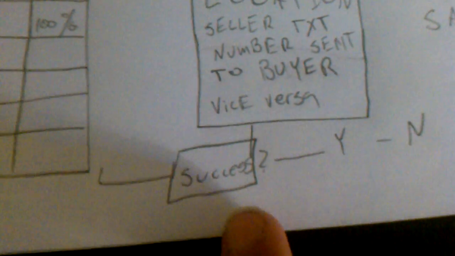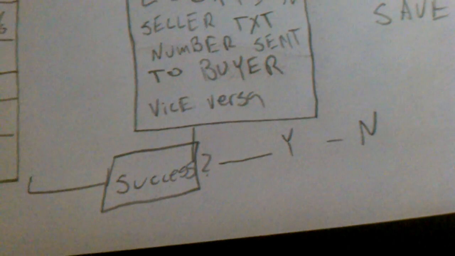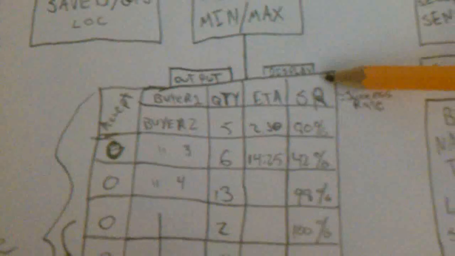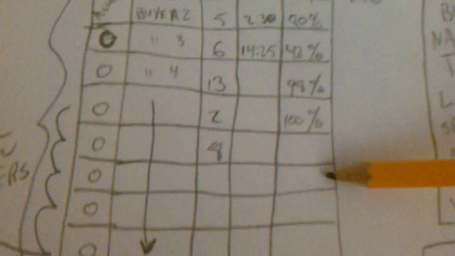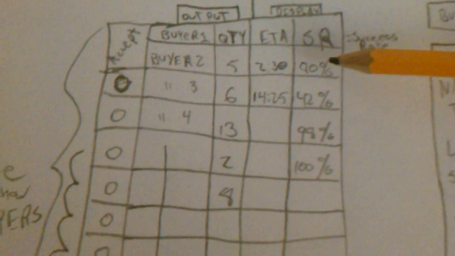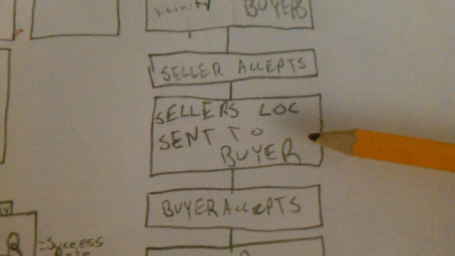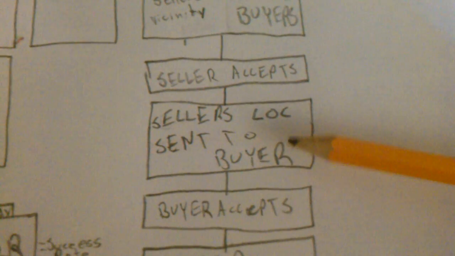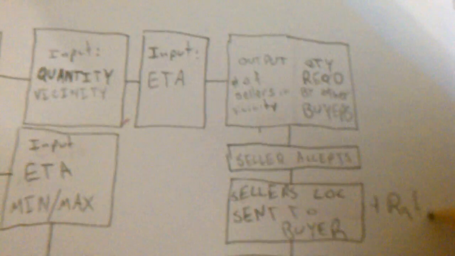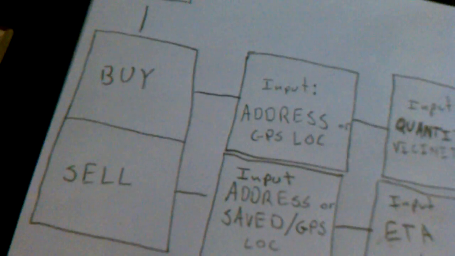The amount of successful transactions is recorded, and this field here, successful transactions for each buyer, is displayed to the sellers. And when the seller accepts, the seller's location and rating are sent to the buyer.